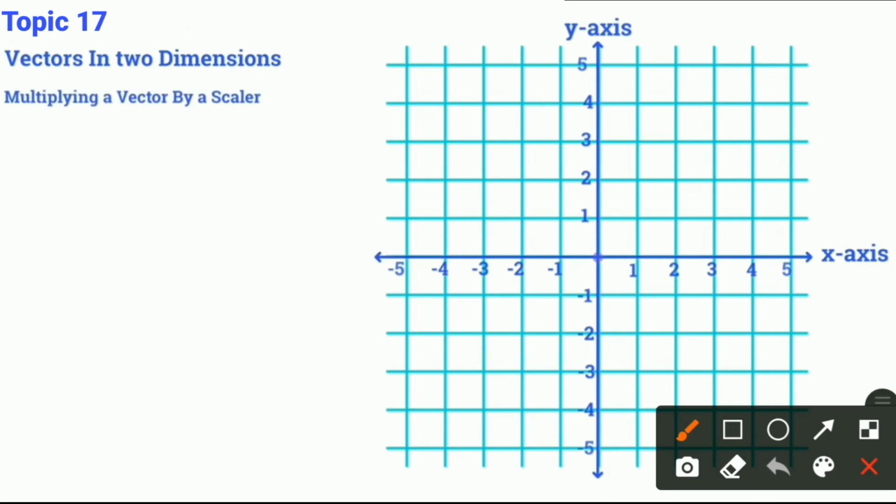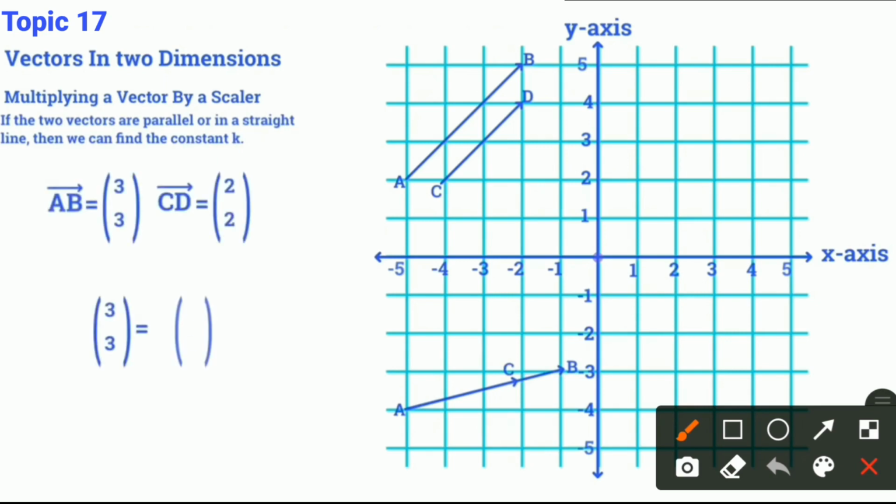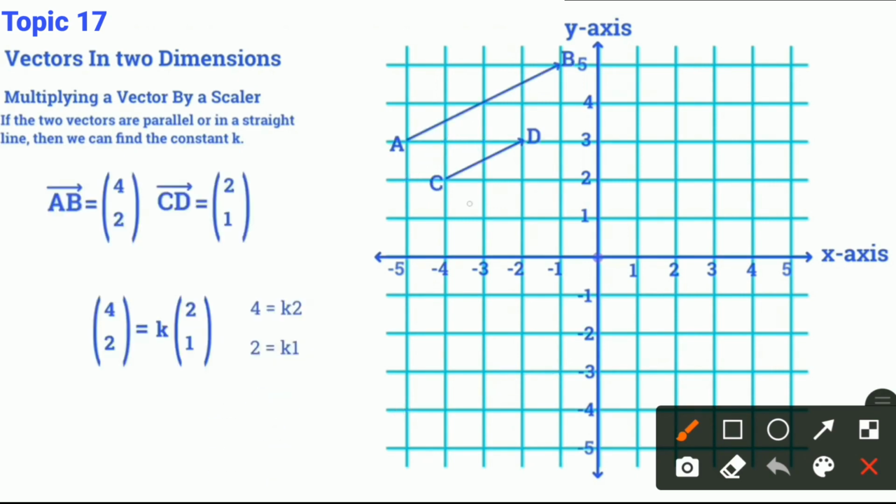Multiplying a vector by a scalar. If we multiply by a scalar which is greater than 1, then it will enlarge, and if we multiply by a scalar which is less than 1, then it will decrease. k is a constant. Also find out what the ratio is between the two column vectors.